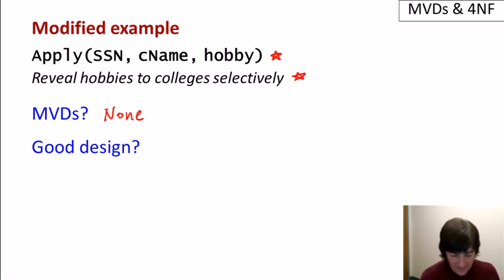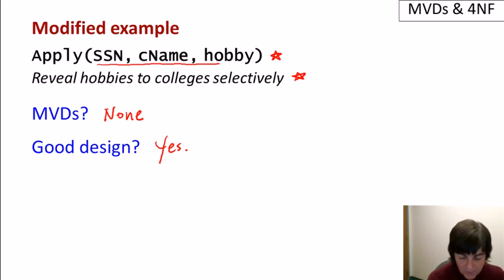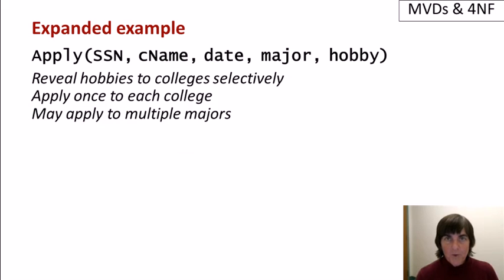And is this a good design? Well, actually, I would argue yes. In this case, this design is a good one because we're not going to have that multiplicative effect of information. Every tuple that we have in the Apply relation will be an independent piece of important information. Let's look at one more example before we go on to talk about properties of multivalued dependencies.